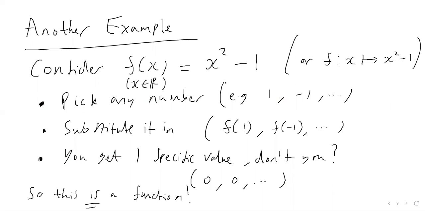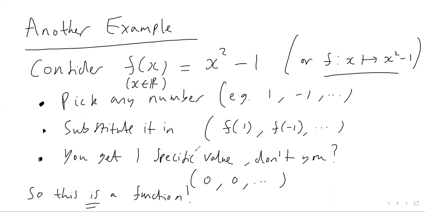Now let's look at another example. Let's look at f of x equals x squared minus 1 with our domain x in the real numbers, so every x in the real numbers. Again, we can write it in this notation: f maps x onto x squared minus 1. We pick any number, 1, minus 1, whatever number you like, and plug it into your function, so f of minus 1, f of minus 2, whatever you like.